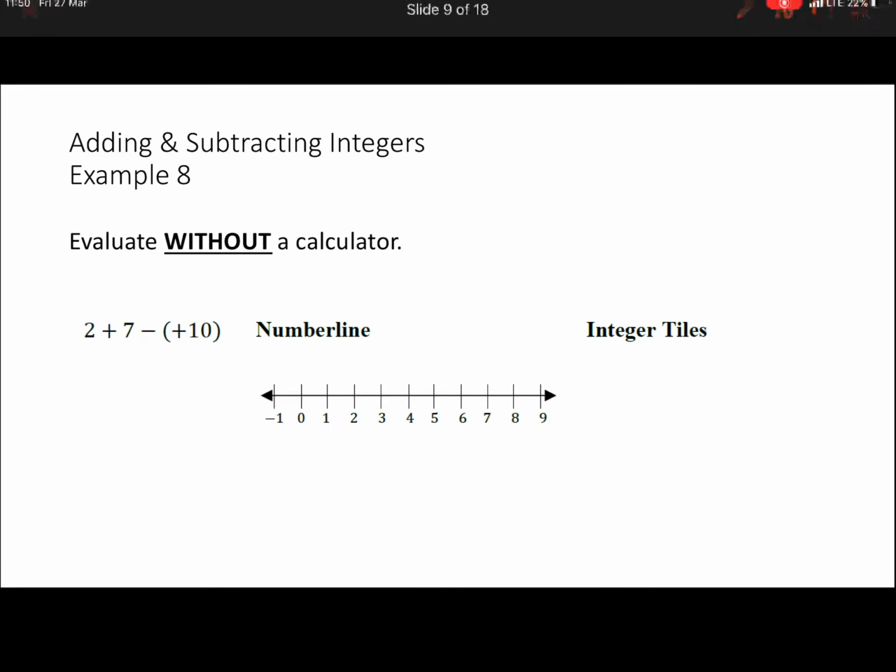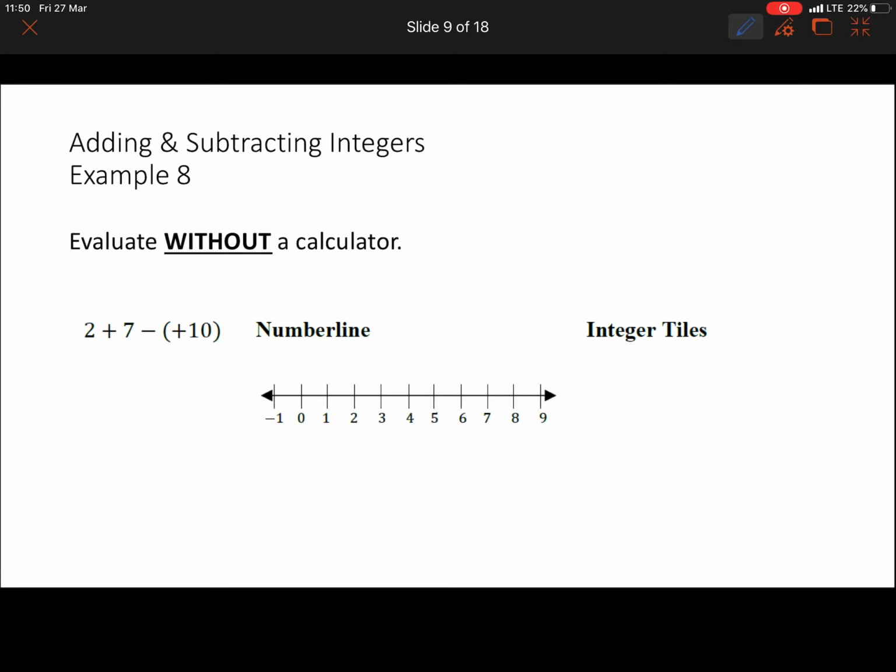Example 8 has more than one calculation, and if you can do it in one step, that is wonderful. But if you struggle, do the first bit and then the next bit. So we're going to start off with the 2 plus 7, starting on 2, and we add 1, 2, 3, 4, 5, 6, 7, leaving us on 9. We cannot forget about the rest of the calculation, minus positive 10.